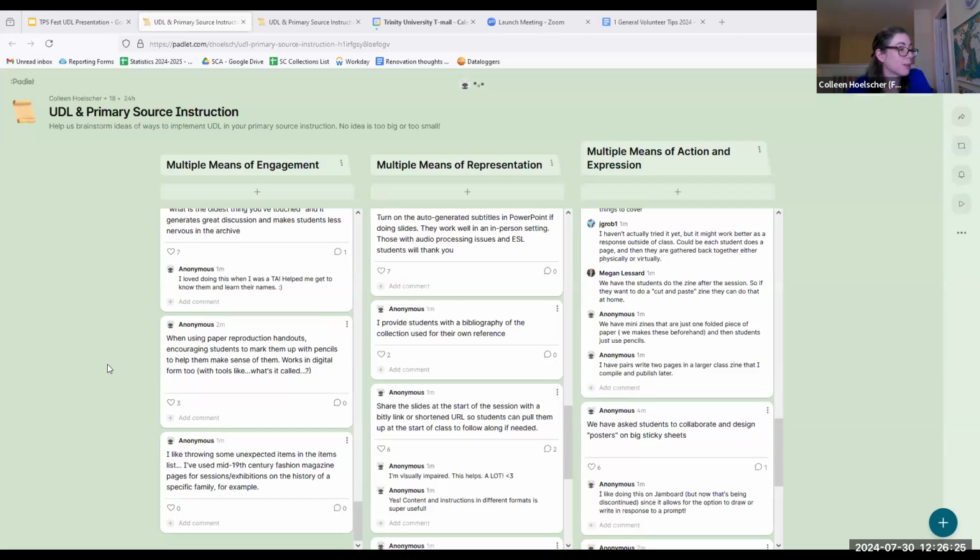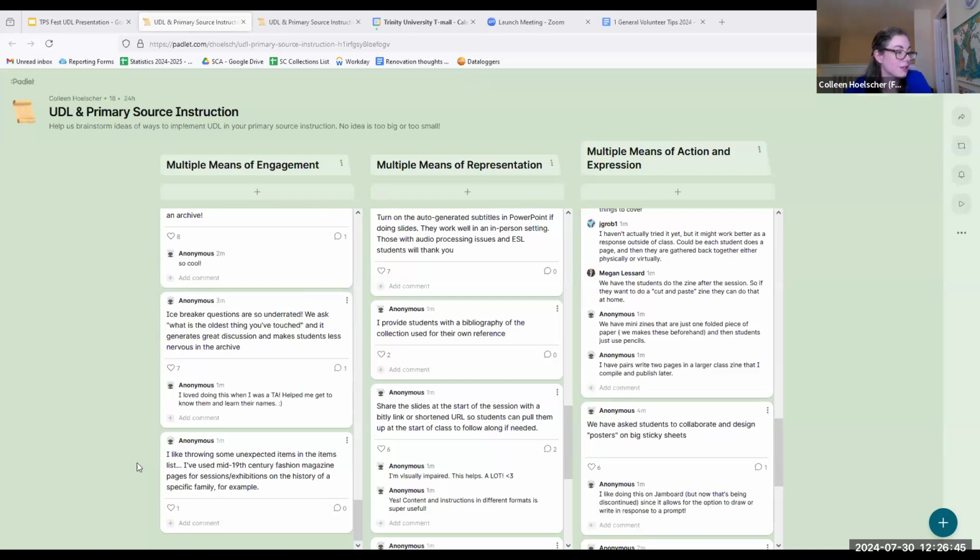When using paper reproduction handouts, encouraging students to mark them up with pencils to help them make sense of them. Works in digital form too. And another person said throwing some unexpected items in the items list, using, for example, mid-19th century fashion magazine pages for sessions, exhibitions on the history of a specific family.